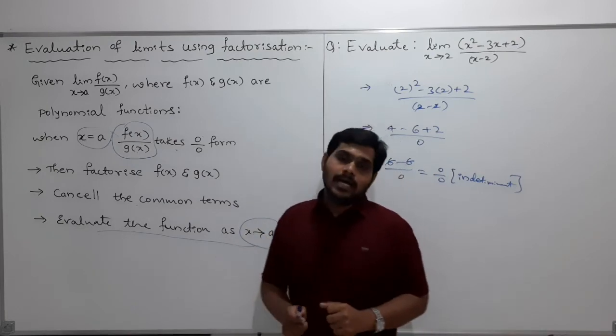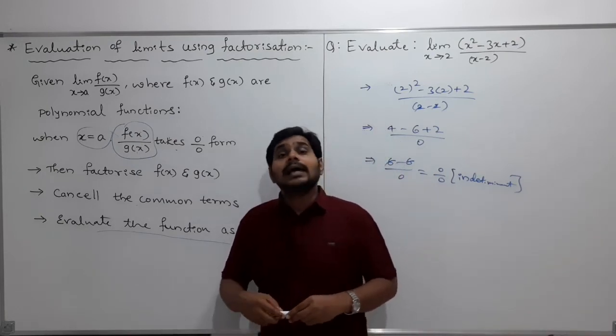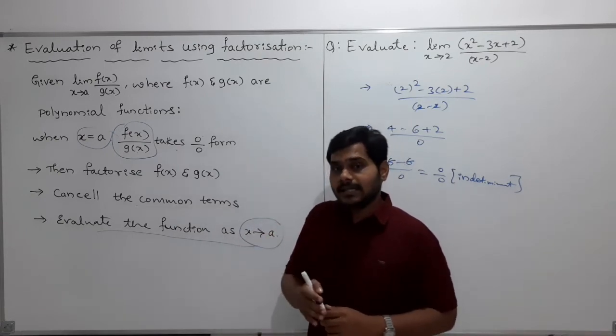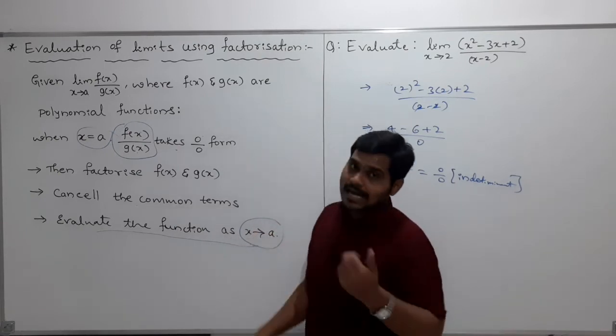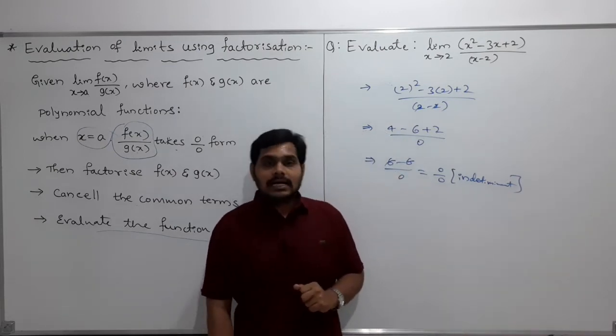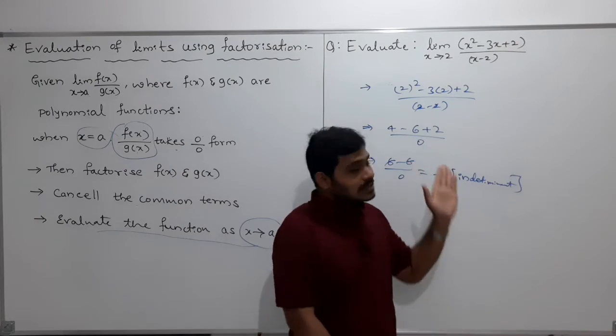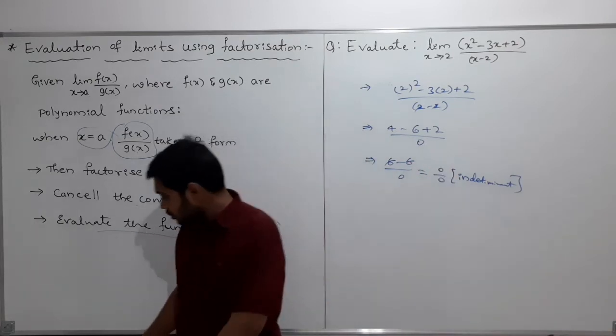After that we will evaluate the function as x tends to a. X tends to a means we will substitute the x value. That is nothing but the direct method. Then we will get the required answer. Am I clear? I hope you understood. So we'll solve this question based on this, my dear students.